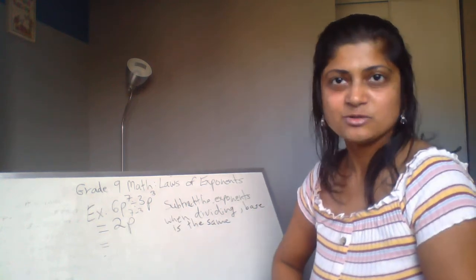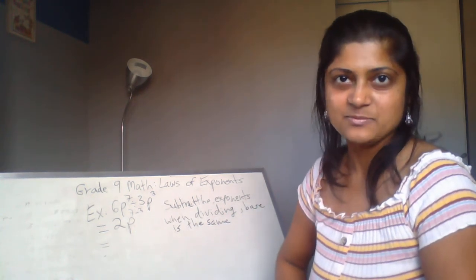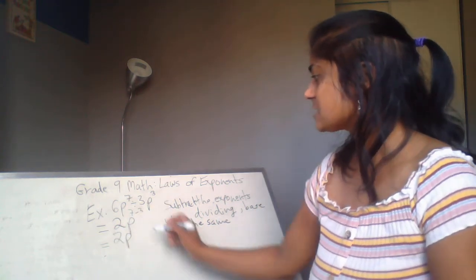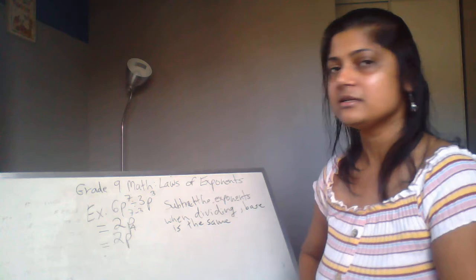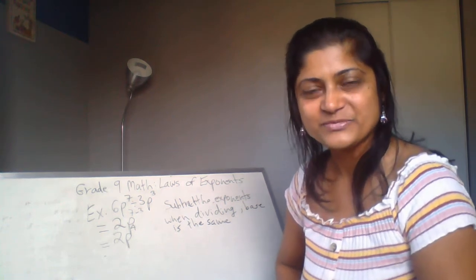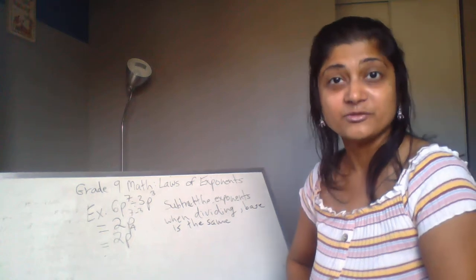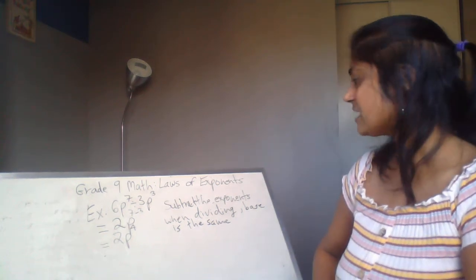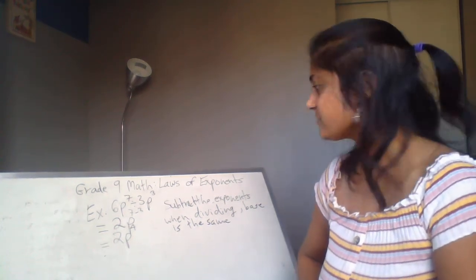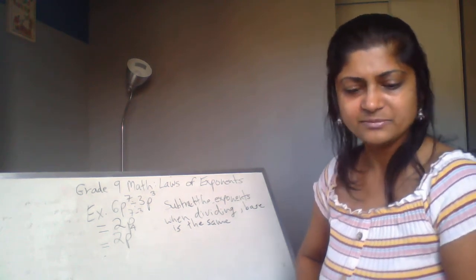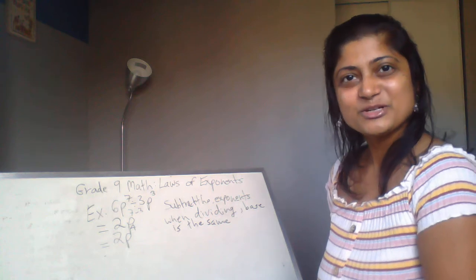You don't have to write it out like that as a step. You can write your final answer because it is very simple. So I'm just doing 7 minus 3, so 2p to the power of 4. And this is your final answer here. So this is the second law of exponents: when you're dividing the two numbers, you're just going to subtract the exponents. Are there any questions so far?